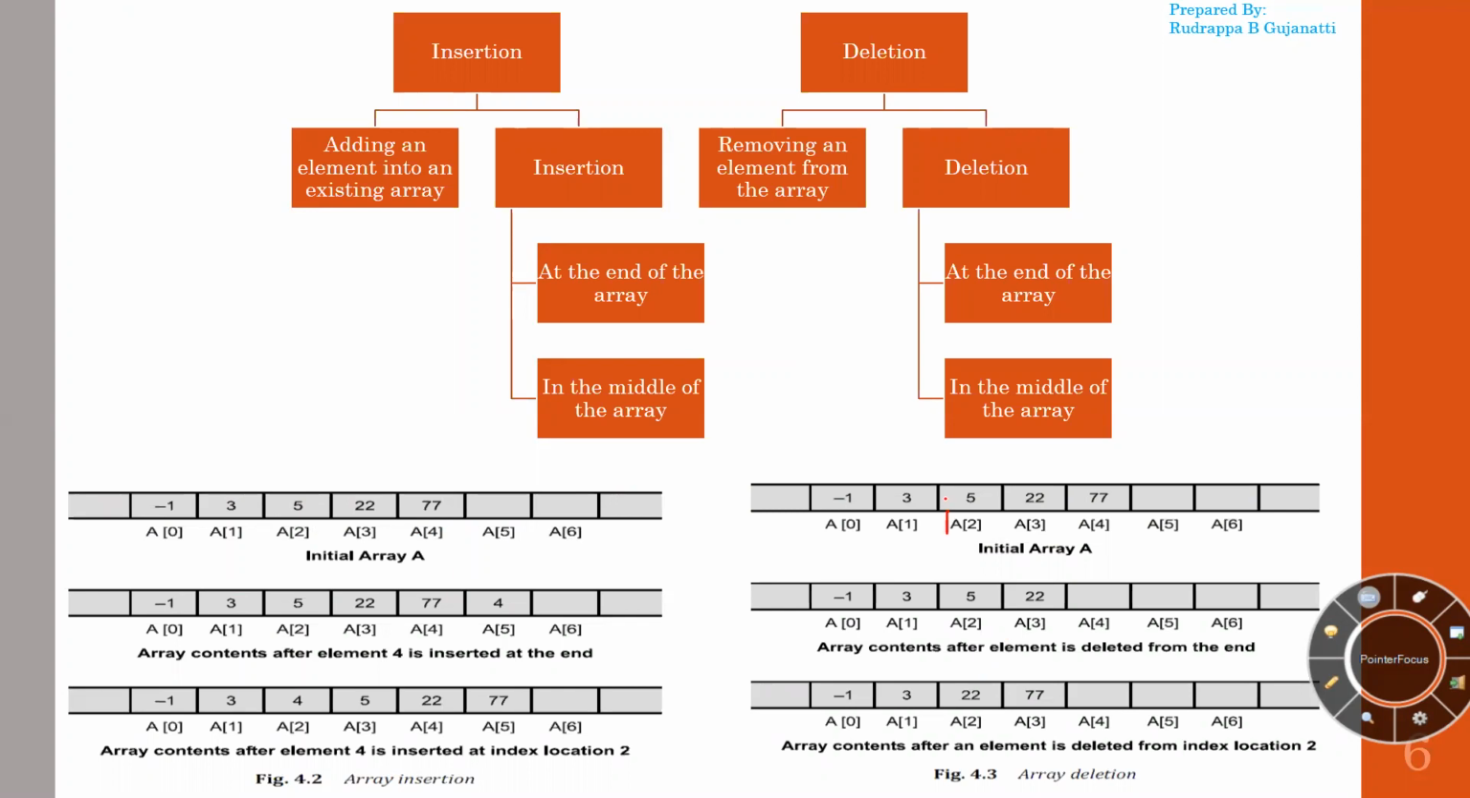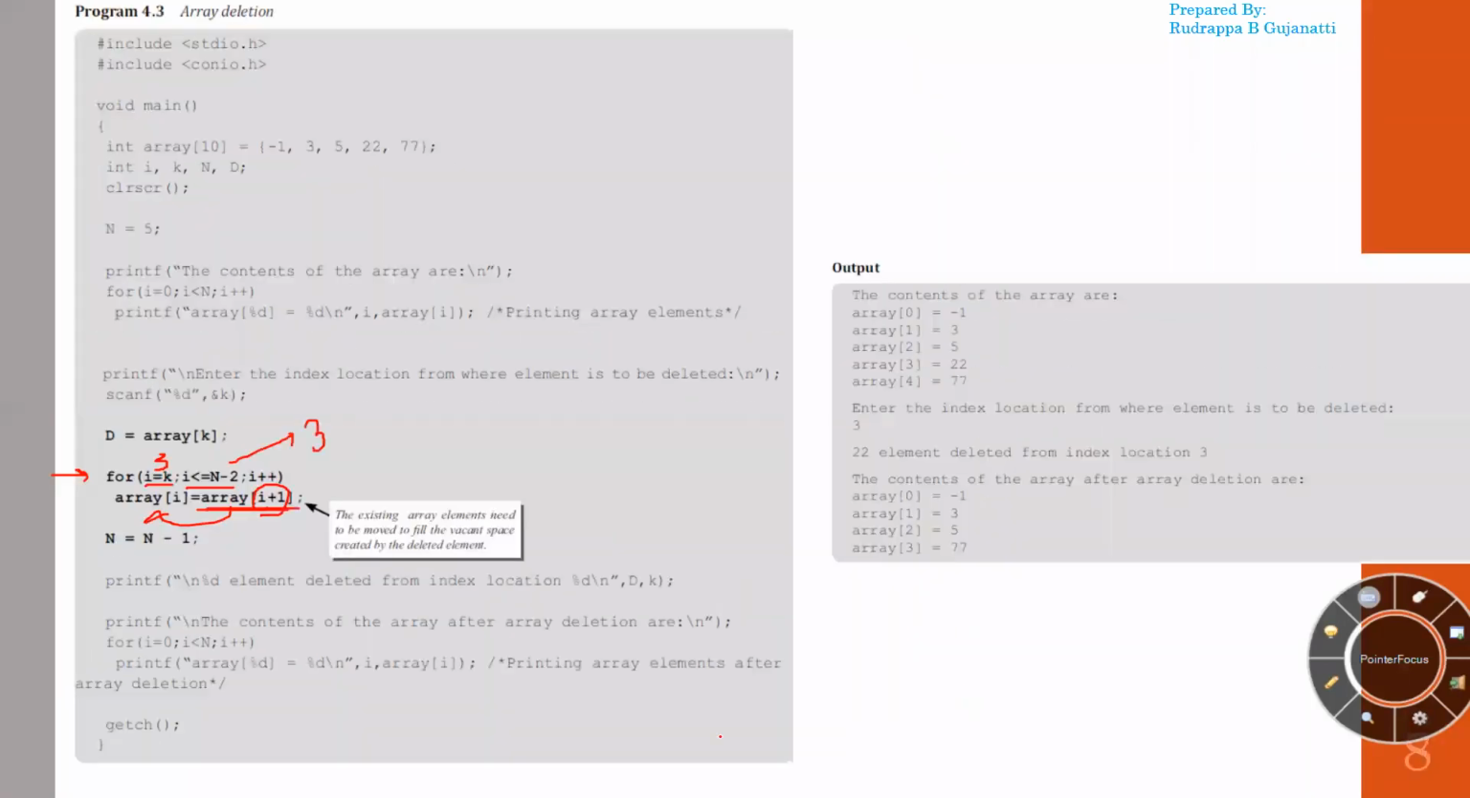So we wanted to delete the element which is present at index location 3. We had to delete the element from this position. So now what is the element which is present at A of 3? It is having the index of 3. So here it is having an index of I plus 1. This has to be moved to index location I, which is represented over here.